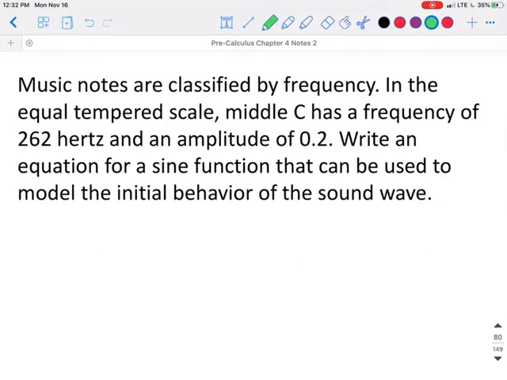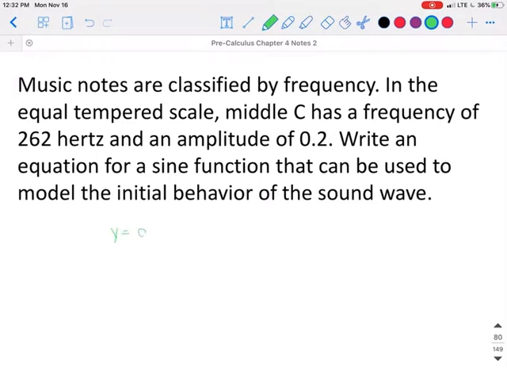Music notes are classified by frequency. In the equal tempered scale, middle C has a frequency of 262 Hertz and an amplitude of 0.2. Write an equation for a sine function that could be used to model the initial behavior of the sound wave.